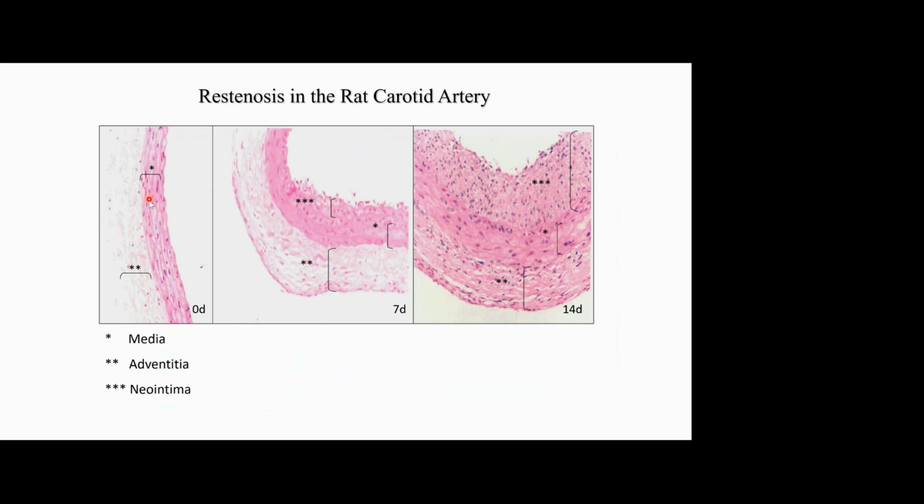So you can look at the normal vessel here. You have the intima, which is endothelial cells in direct contact with the blood. You have the media, which contains the smooth muscle cells. Those are the ones that regulate vascular tone. And you have the adventitia, which contains a collection of cell types, including fibroblasts and connective tissues.